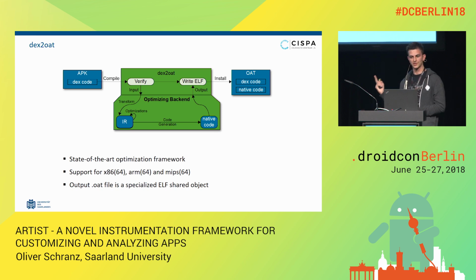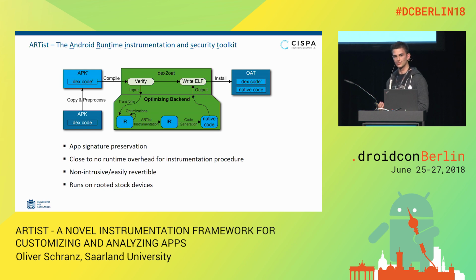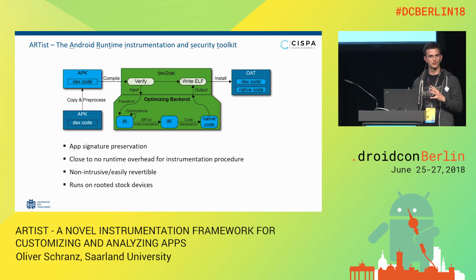What we did here was embed a complete instrumentation framework into this compiler. This is what we call ARTist, the Android Runtime Instrumentation and Security Toolkit. If you have a look, what actually changed is that we added a pre-processing step. First we have an arbitrary Java or Kotlin library that we merge into the app. So if I want to modify an application, this is actually my business logic, something that I want to add to the app. For example, an inline reference monitor implementation or taint tracking, whatever. This is merged into the app.